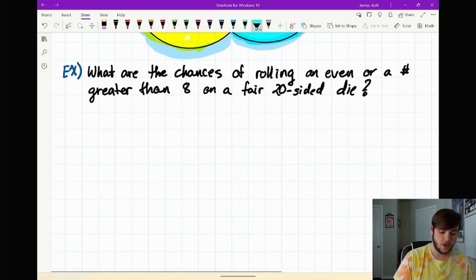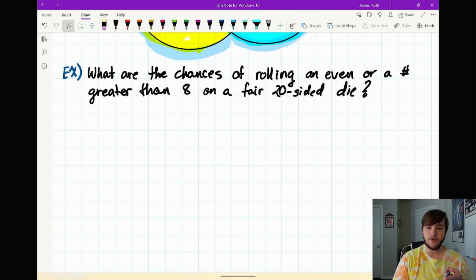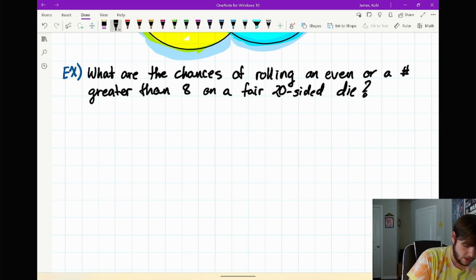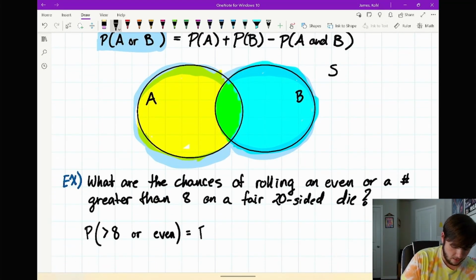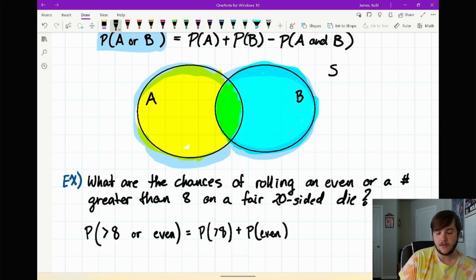So here's an example. What are the chances of rolling either an even number or a number that's greater than 8 on a fair 20-sided die? Well, the probability of greater than 8 or even is going to be, just like in my Venn diagram, I count up the probability of greater than 8 and the probability of it being even, but I've accidentally double counted that middle region by doing it. So I have to subtract one copy of that it's greater than 8 and even.